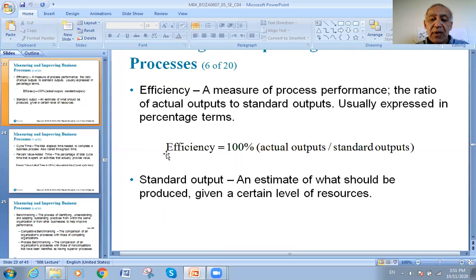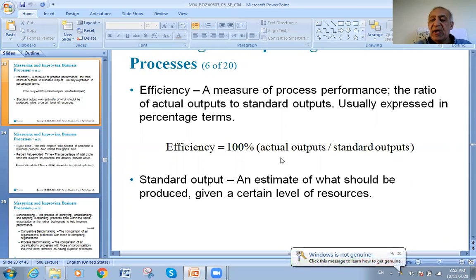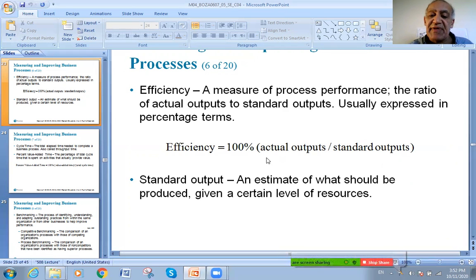So efficiency is 100% multiplied by actual outputs divided by standard outputs. What are the actual outputs? What we already got, what we sold: we sold $100,000, but we had a plan for 200,000 in sales. So 100,000 divided by 200,000 will make it 50%.